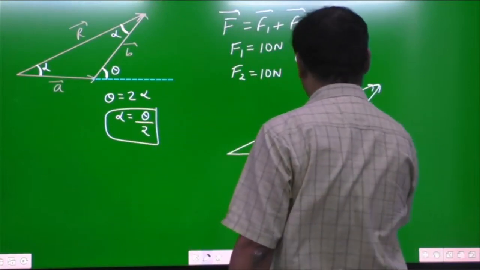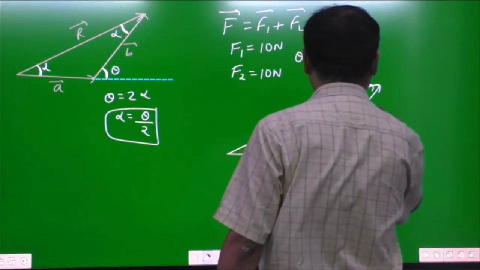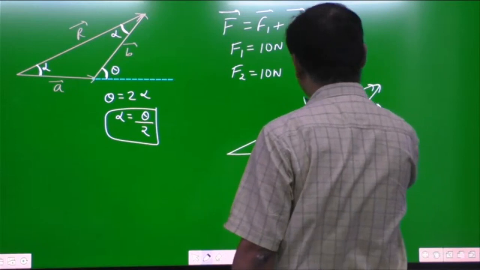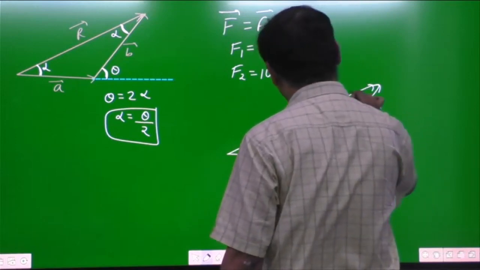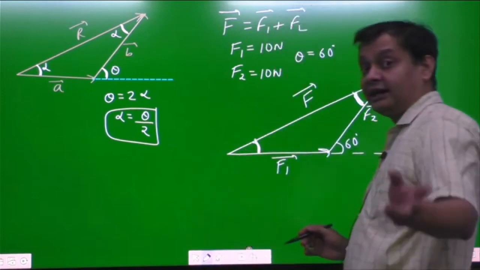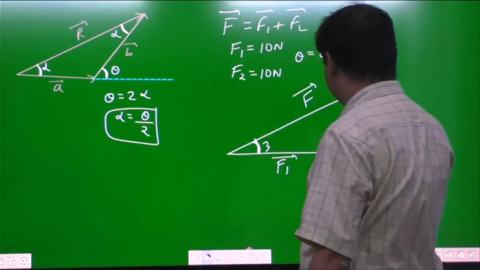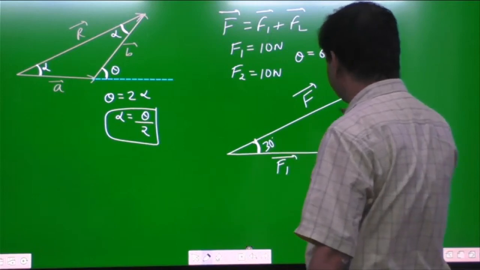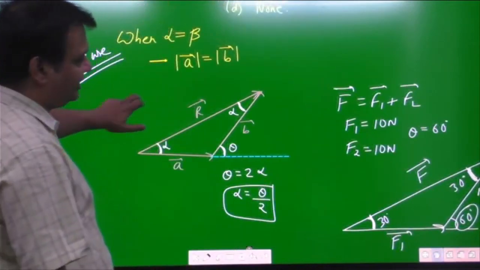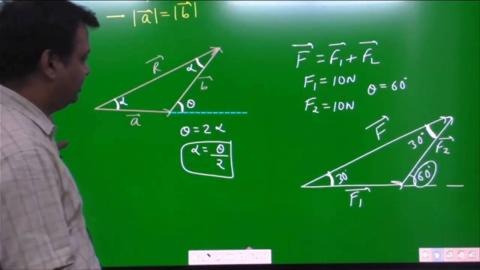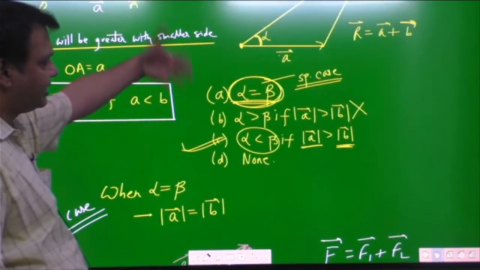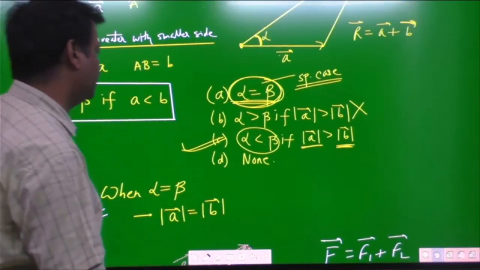You can make the figure. This will be F1, this will be F2, this will be 60 degrees, this is the resultant force, and both these angles will be equal. F will be equally inclined. The resultant will be equally inclined with both the vectors. And what will be this angle? Half of this angle. 30 degrees, 30 degrees. Got it? So both the angles will be equal. This is a special case when vectors have the same magnitude. Then the resultant will be equally inclined with both the vectors. Otherwise, it will make the greater angle with the vector of smaller magnitude.